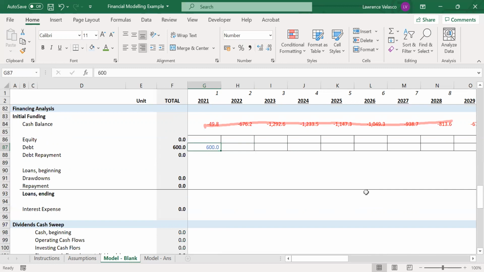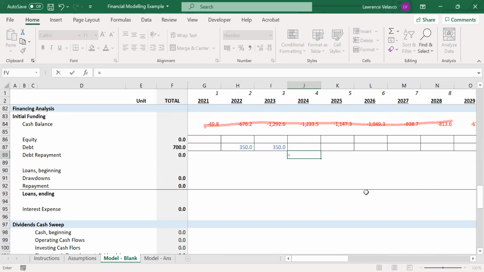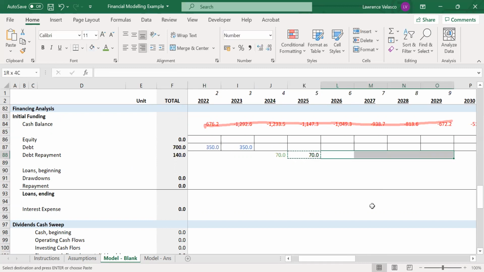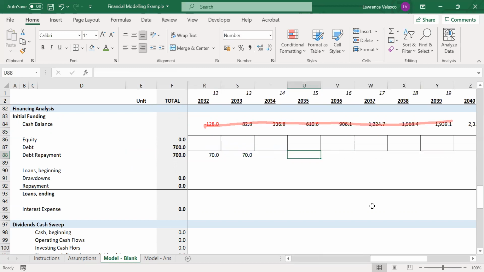If you have debt of, say, 600, the terms say you can borrow within the next 3 years, and then your debt repayment is over 10 years. So if you borrow, say, 600, sorry, it's only 700, so 350 and 350 for example. Your repayment period is 10 years, so 70 for every year, for years 2, 3, 4, 5, 6, 7, 8, 9, 10. That is the annual repayment for every year. So you borrow for the first 3 years. After the first 3 years, you repay for 10 years. That is the debt repayment.